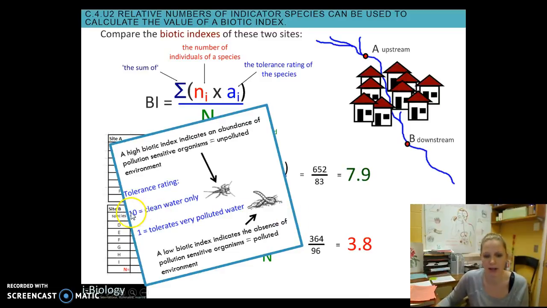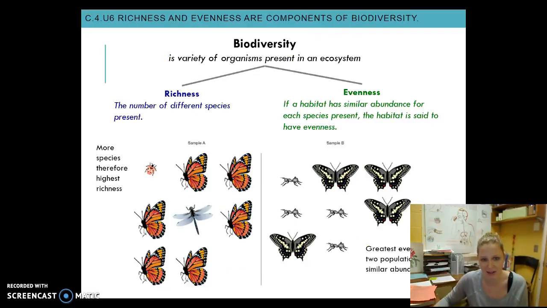Again, tolerance rating, clean level only, very polluted water. So you can see that, and it would make sense based on locations, that this water above the town would be cleaner and would tolerate a more abundant, unpolluted environment than down below, right? So that's just looking at actual biotic index values. That calculation does that. The next calculation looks at two really big things.